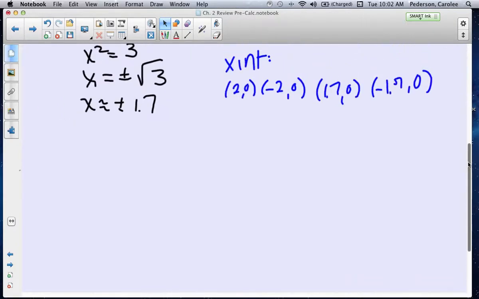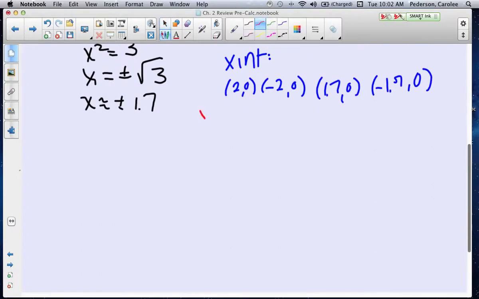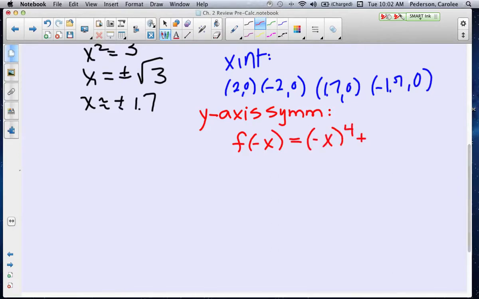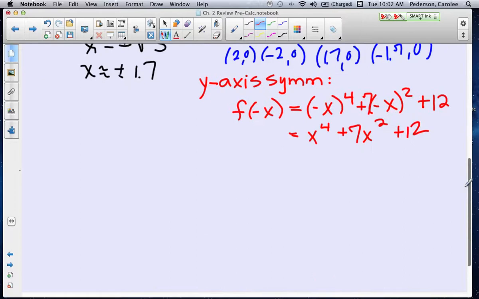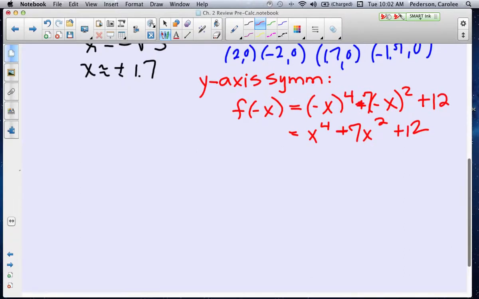Whoa, sorry, I kind of went far up there. I have y-axis symmetry, because if I plug in f of negative x into the function, negative x to the 4th plus negative 7x squared, that was a plus 12, I get the original function back. So -7? -7. Anyways, so this should be a negative here, which is still fine. So that's telling me I have y-axis symmetry, so whatever happens on the right of the y-axis has to happen on the left of the y-axis.